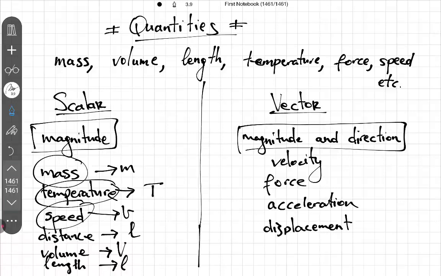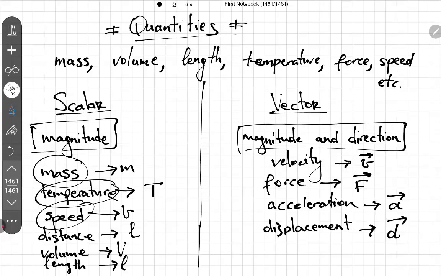But in vector quantities, we again use some letters. For example, velocity has the same letter as speed, but it is a vector quantity, so there is an arrow above the letter. It indicates that this quantity is a vector quantity. Force is represented by a capital F, but while it's a vector quantity, we put an arrow above the letter. Acceleration is represented by A, and we put an arrow because it's a vector quantity. Displacement is represented by D, and you can put an arrow above it. So this is a vector quantity.